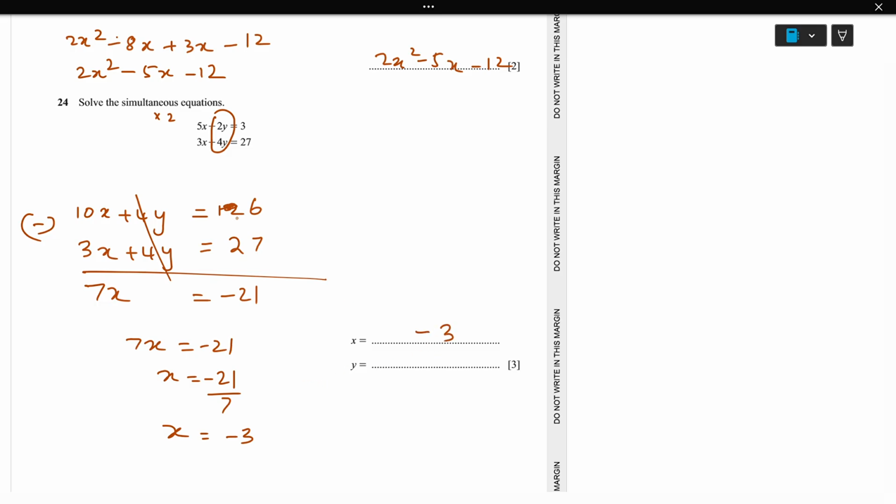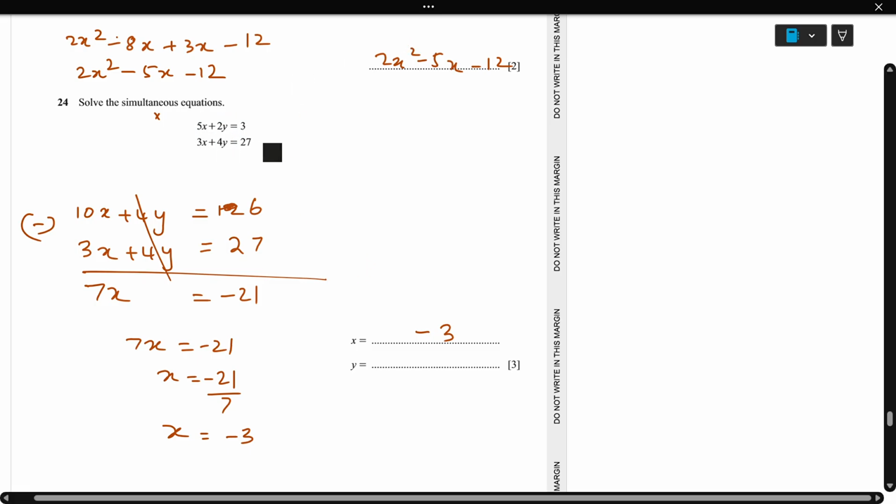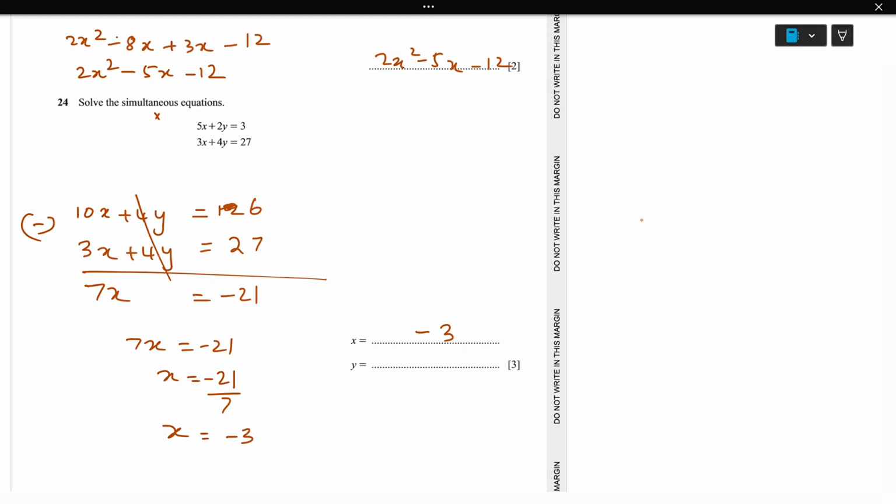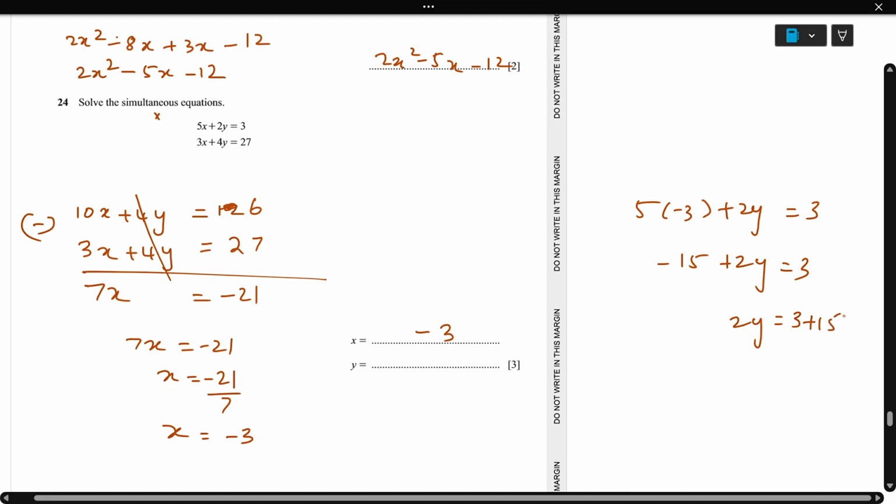And y, just substitute this, plug in this one to any one of the equations here. So I'll substitute in the first equation 5 times negative 3 plus 2y equal to 3. So negative 15 plus 2y equal to 3. I'll bring 15 to the other side, it is going to be positive. So 2y equal to 18. So y equal to 18 over 2. Y equal to 9. So y answer is going to be 9.